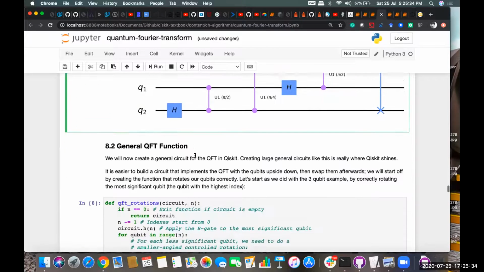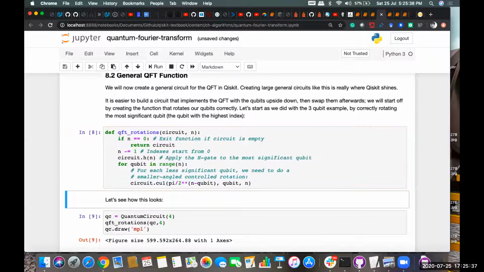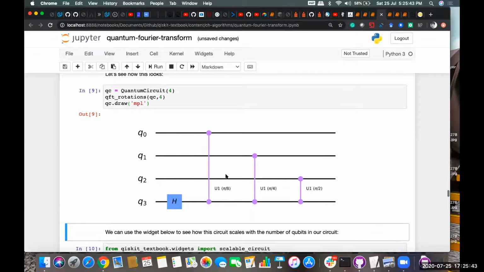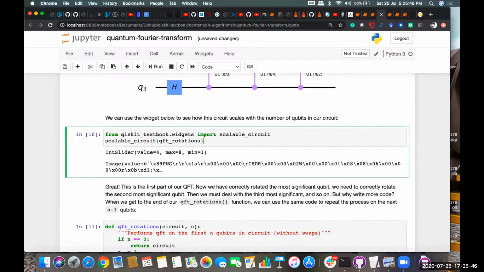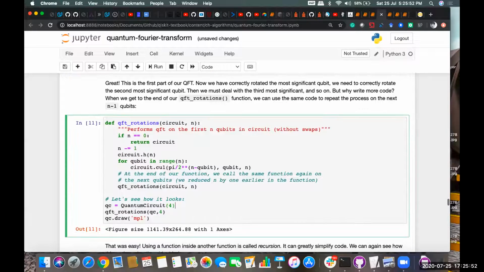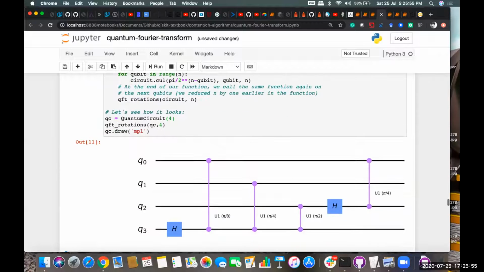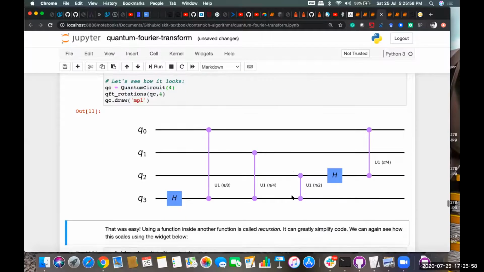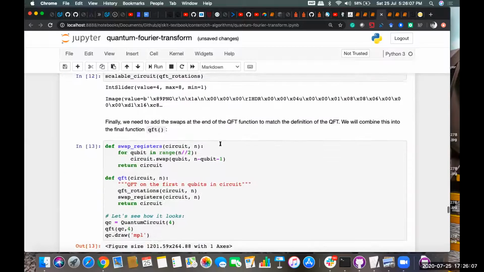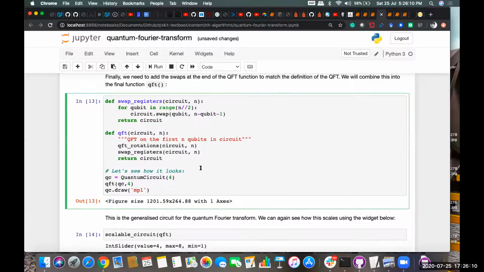Further in this notebook, we have generalized the same function for n qubits, and you can see that whatever number of qubits you have, you can just pass the number of qubits, and you will get the quantum Fourier transformation for that particular number of qubits. Okay, and then applying the qubit rotation here. So this is how your circuit will look. Here we are performing the quantum Fourier transformation on the first 10 qubits in the circuit without swaps. And if we generalize the function a bit more, then we need to add the swap register function as well, along with the quantum Fourier transformation function.